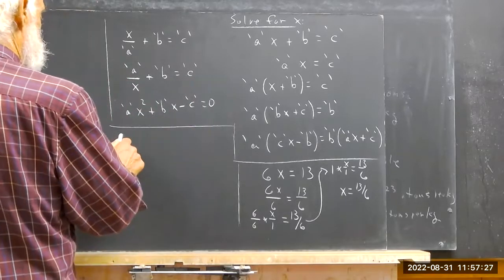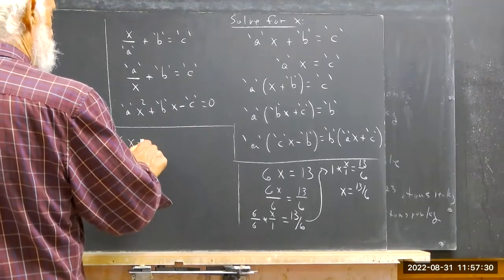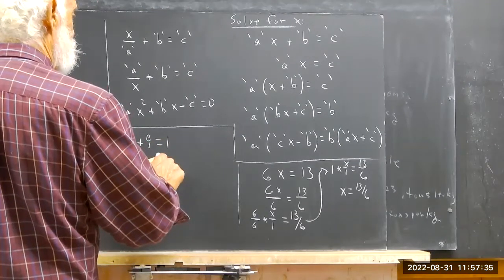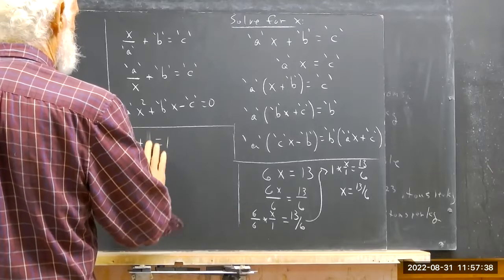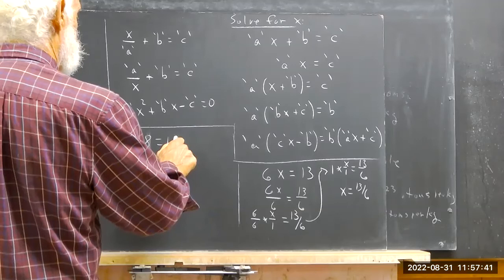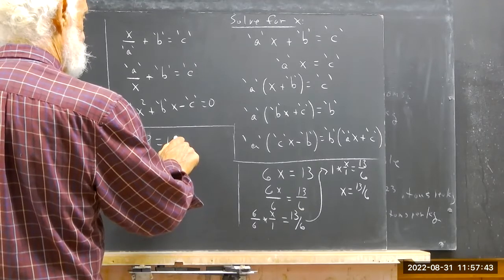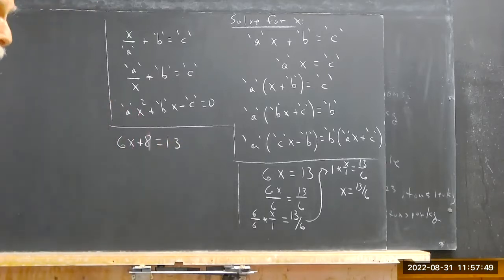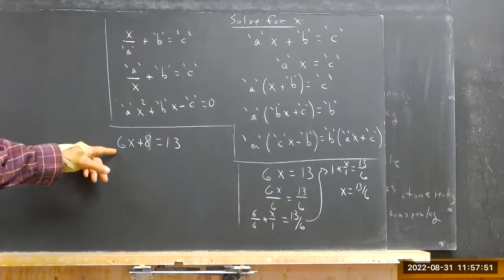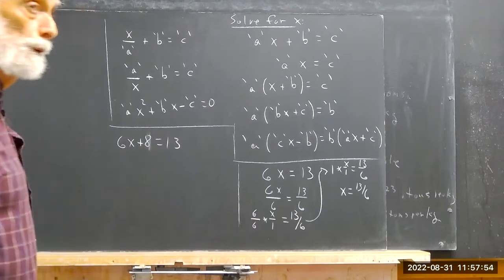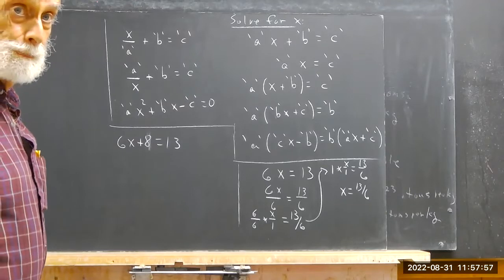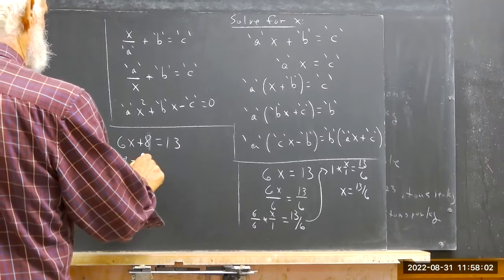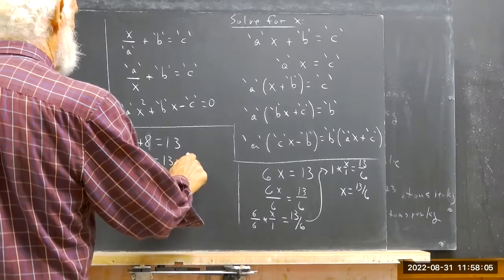Okay, let's go up to this one. Let's say we have 6x plus 8 equals 13. Okay, we didn't have to do that. Okay, 6x plus 8 equals 13. What do you do? You subtract 8 from both sides. I'm going to write this out: 6x plus 8 minus 8 equals 13 minus 8.